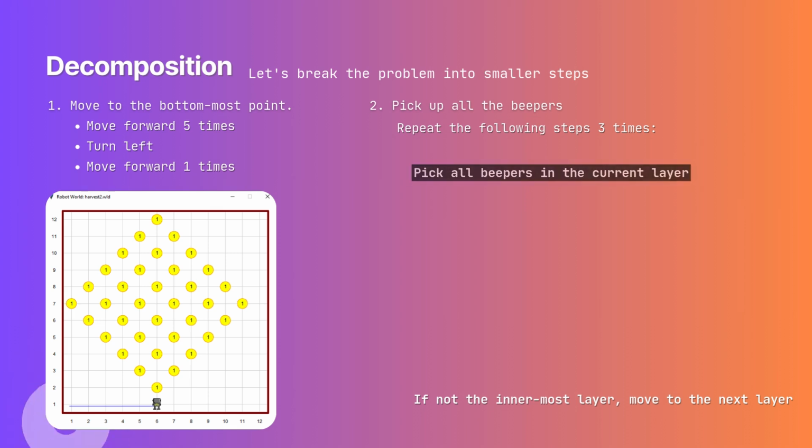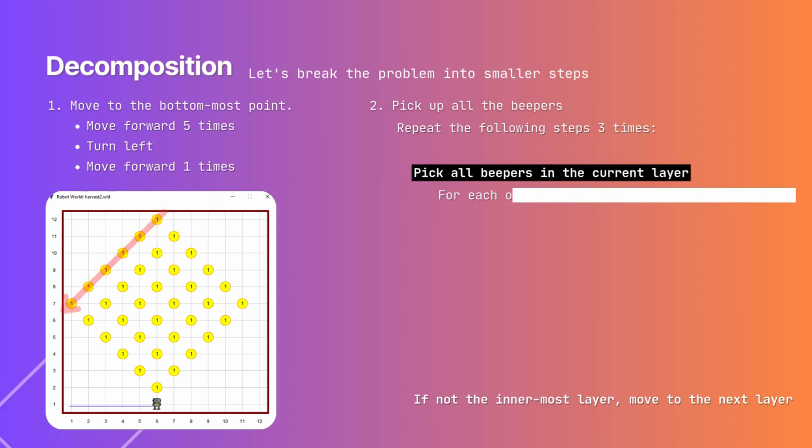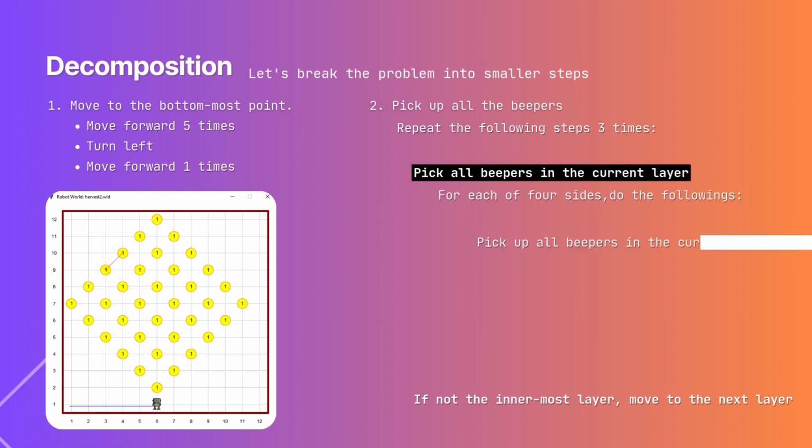How do we pick up all the beepers in the current layer? To do this, the robot needs to handle each of the 4 sides of the diamond shape individually. For each side, the robot will first pick up all the beepers along that side. Once the beepers on that side are collected, the robot prepares to move to the next side. This preparation involves turning to face the next side and positioning itself at the starting point of that side.